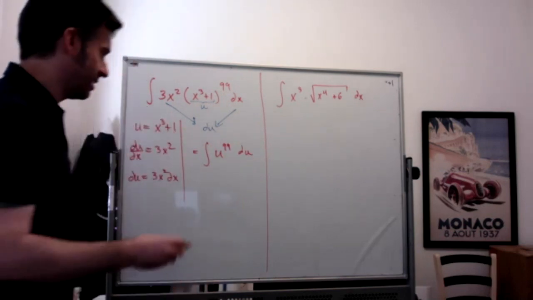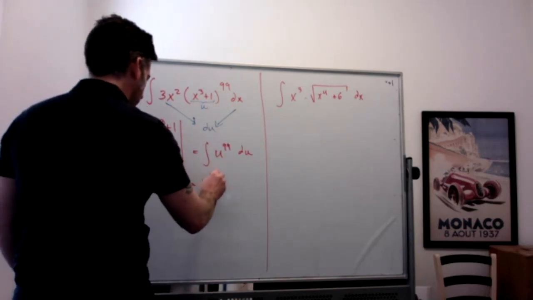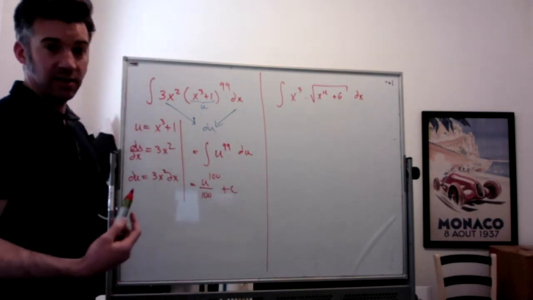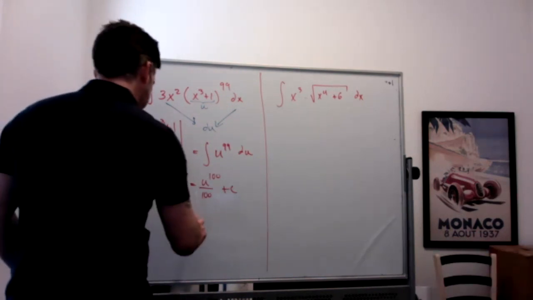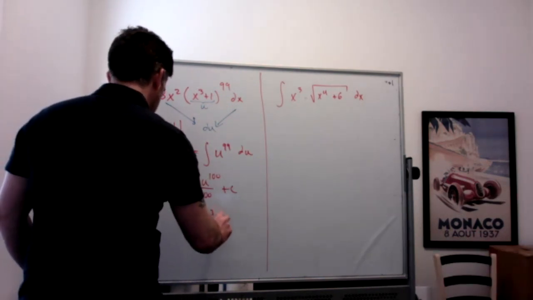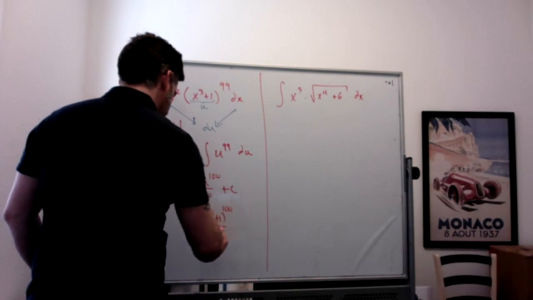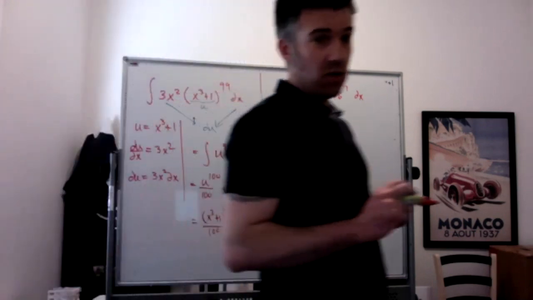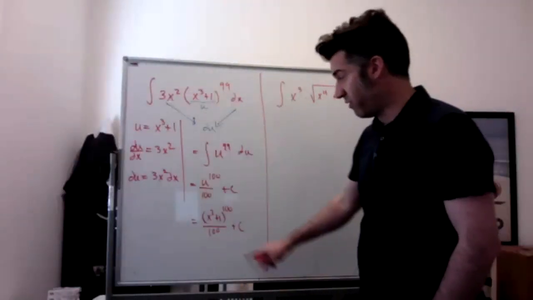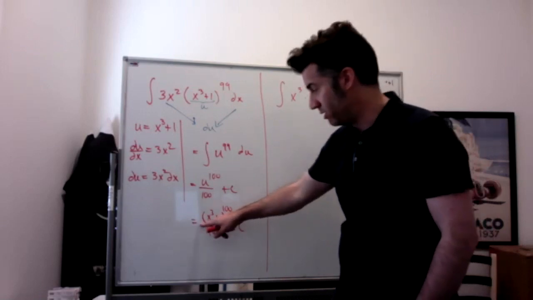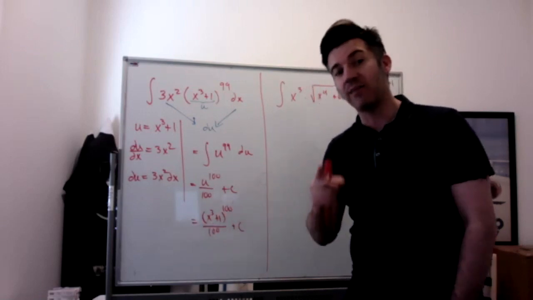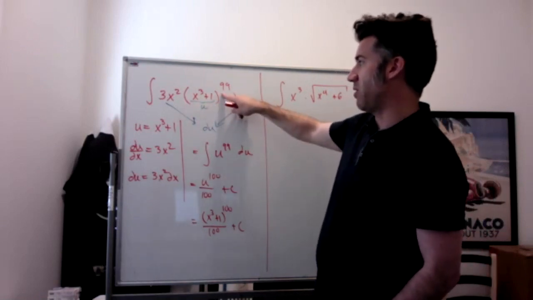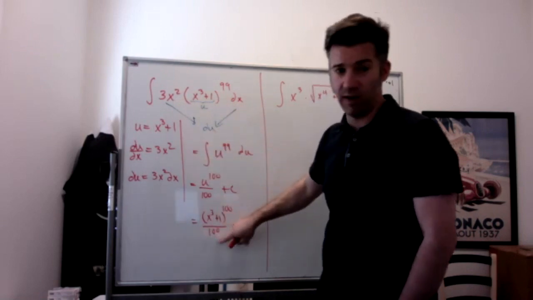And to antidifferentiate u to the 99th, we get u to the 100th power divided by 100 plus c. And then plugging back in the fact that u is equal to x cubed plus 1, our final answer is x cubed plus 1 to the 100th power divided by 100 plus c. And that's how we would leave it. And you can totally check that the derivative works, right? The derivative of some stuff to the 100th power is 100 times our stuff to the 99th power times the derivative of the stuff, which is exactly what we get here. 100 times our stuff to the 99th power times the derivative of our stuff, and then we're dividing by 100 to cancel the hundreds.